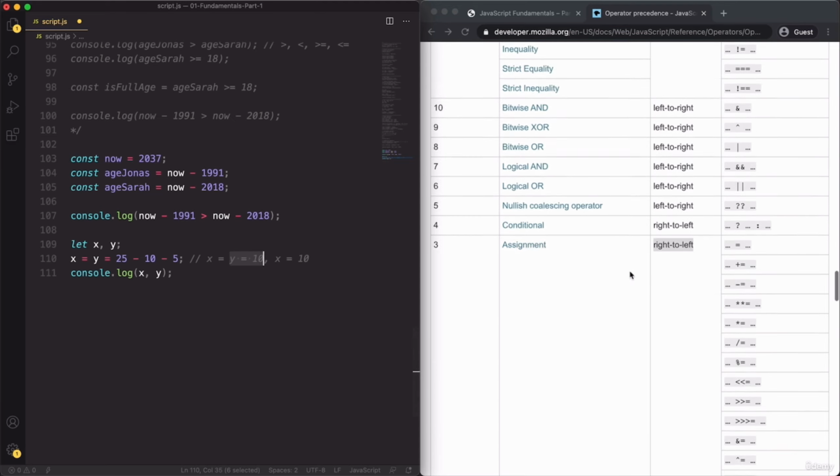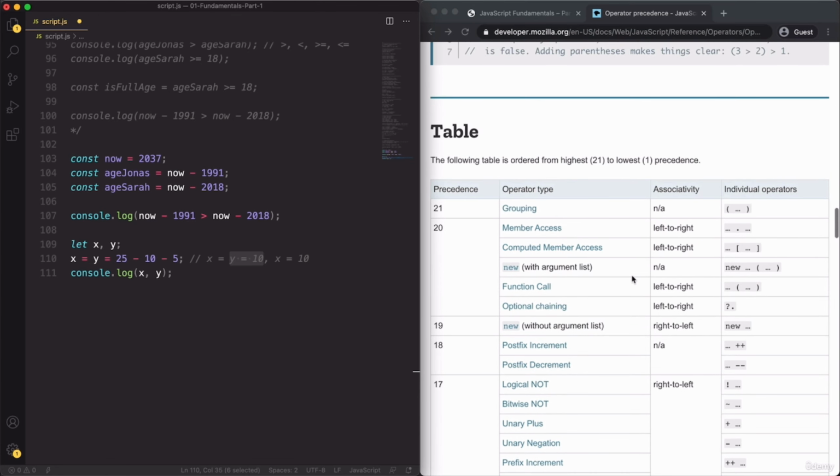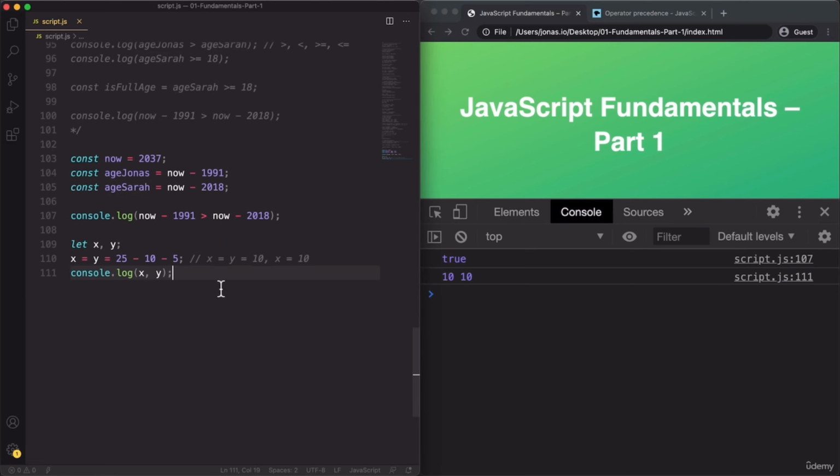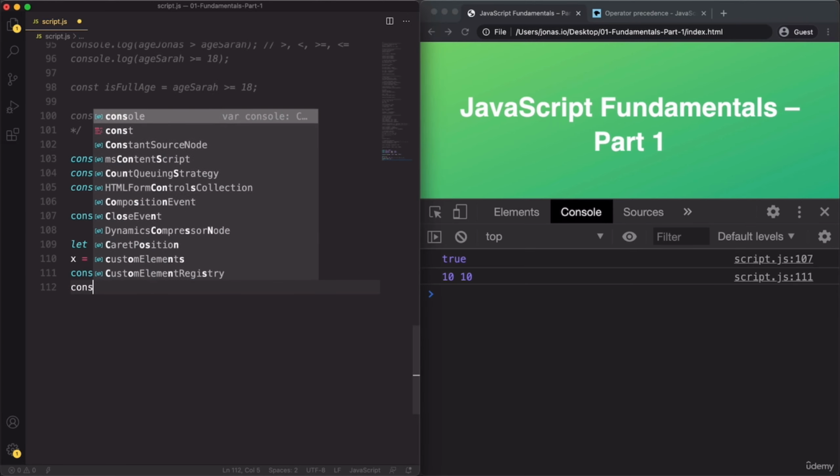And now to finish, let's just check out the one with the highest precedence, which is this grouping. So basically using parentheses. And that actually works just like in mathematics, where operations within parentheses are also executed first. So I hope you remember that from school. And a great example is to calculate the average of two values. So we have age Jonas and age Sarah. And so let's calculate the average age of these two people. So let's actually start by logging their ages to the console, just so we see.